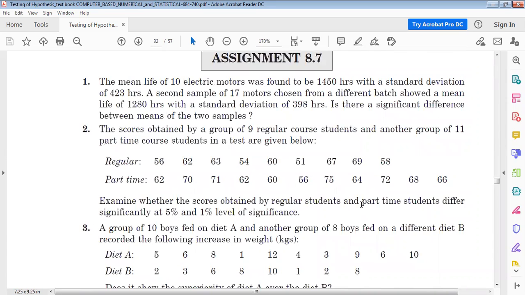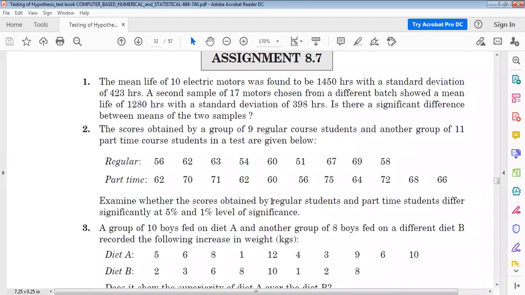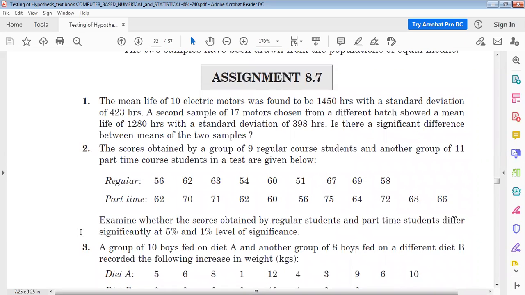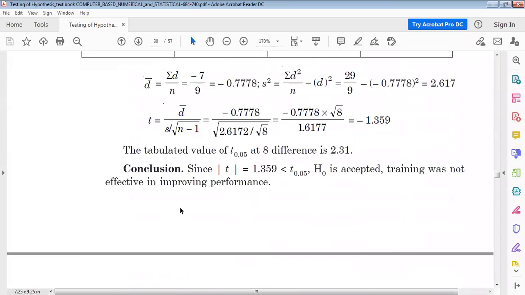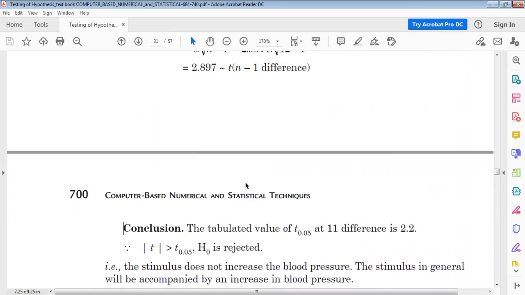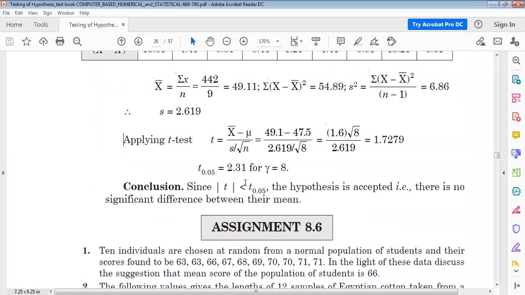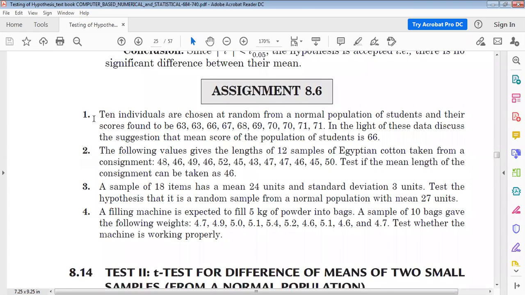Actually, there is some homework for you. Assignments 1, 2, and 3. Note down everybody. This homework is on page number 32. In the previous examples, 1 and 2 will be homework for you. 1 and 2 homework, page number 25.